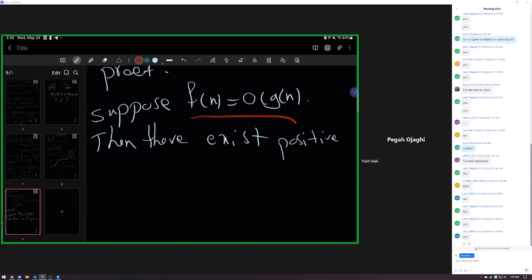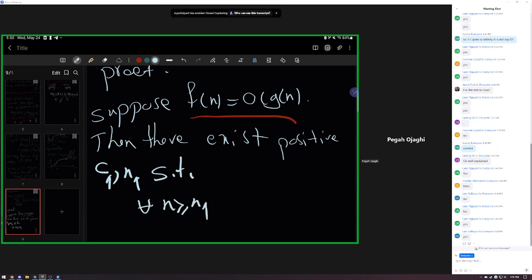Based on the definition, if f of n is big O of g of n, it means that there exist two positive numbers, one of them is C1, and the other is N1, which we also call N naught, such that for any n greater than N1, f of n is going to be greater than 0 and less than C1 g of n.